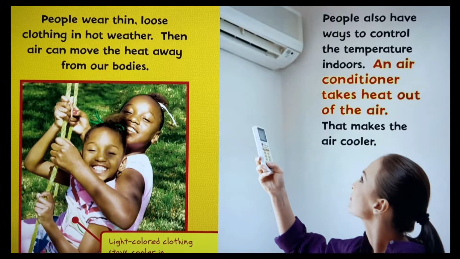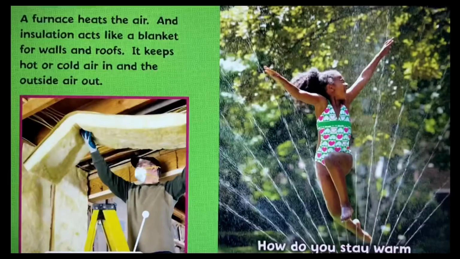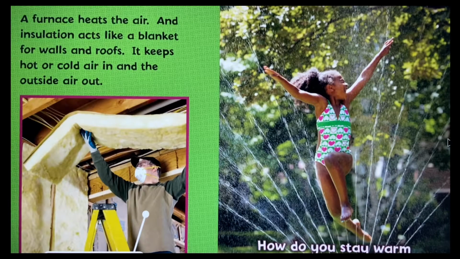People also have ways to control the temperature indoors. An air conditioner takes heat out of the air. That makes the air cooler. A furnace heats the air, and insulation acts like a blanket for walls and roofs. It keeps hot or cold air in and the outside air out. This man puts insulation in the walls of a ceiling of a home. How do you stay warm or cool enough?